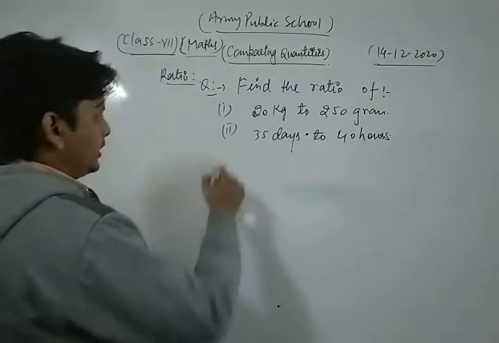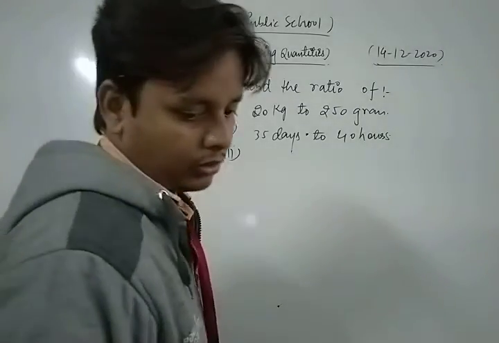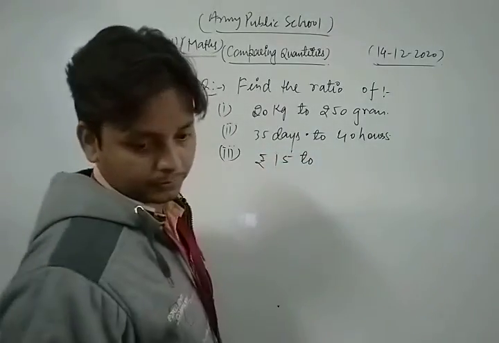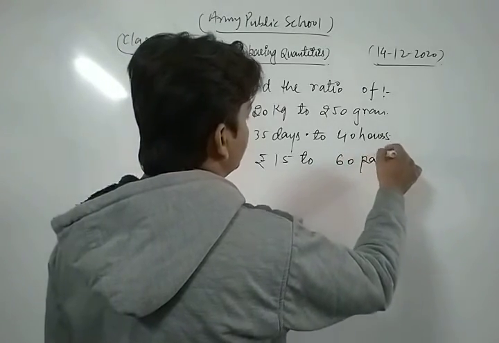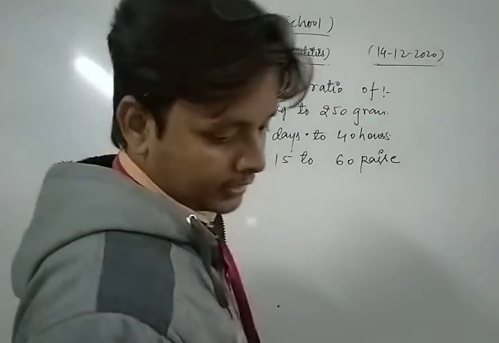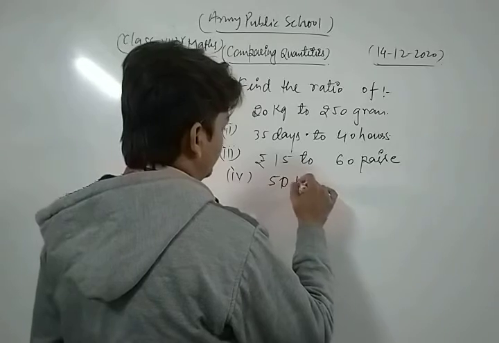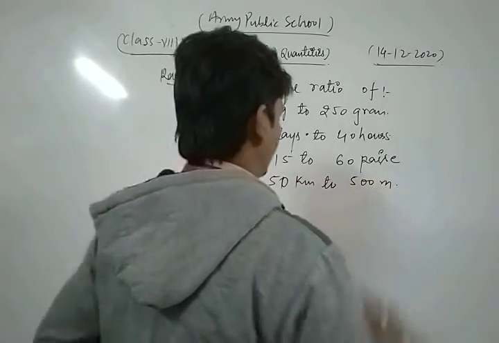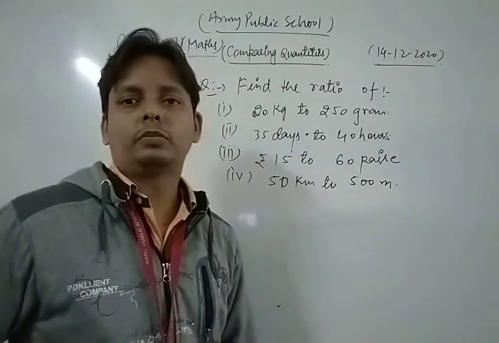Next, find the ratio of rupees 15 to 60 paise. And the fourth one is, find the ratio of 50 kilometer to 500 meter. Now these are the questions based on the topic ratio and proportion.